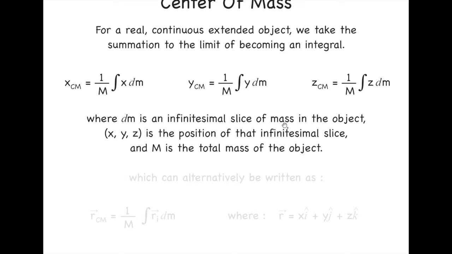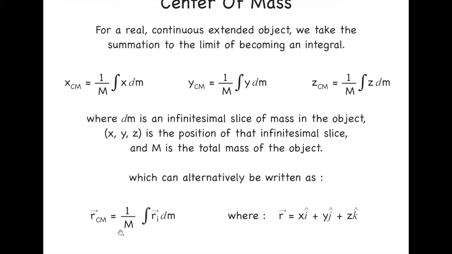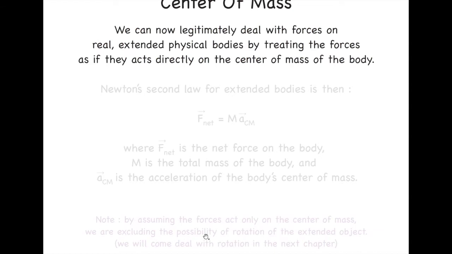So if we had a rod and we would take that rod and break it into tiny little slices, each one of those slices would have some amount of mass, and it would have a position for that little slice, an x position for that slice, and we would add all those up in integral form. Right? And again, we can alternatively write this as the integral of the r vector times the slice of mass that this r vector points to. Okay, so let's take some concrete examples.